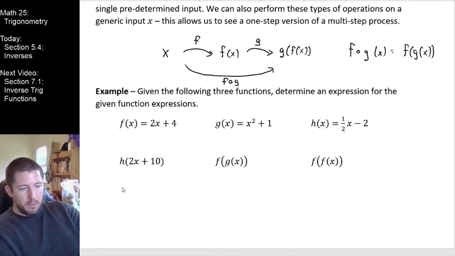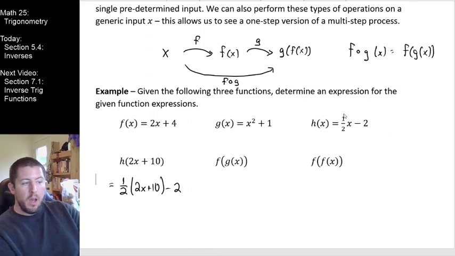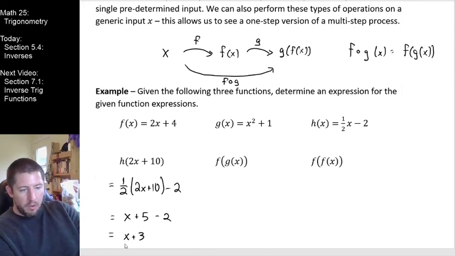My input is 2x plus 10, so that's going to give me 1/2 times my input, 2x plus 10, minus 2. Notice that this is exactly the structure of what h tells me to do. 1/2 times a thing minus 2. What was the thing? It was my input expression right here. And I can go ahead and simplify this. I distribute the 1/2. It looks like we're going to get x plus 5 minus 2. And that's going to give me x plus 3 as my final expression associated with this guy here, right?